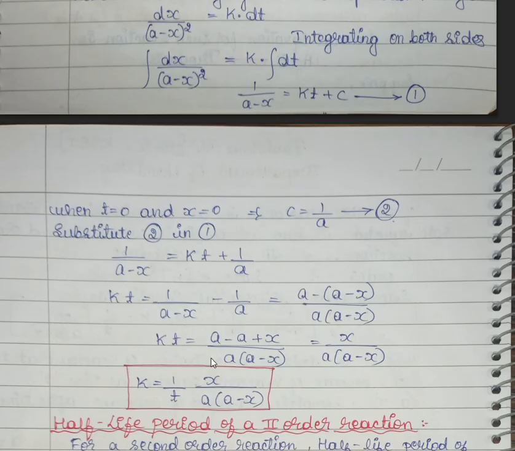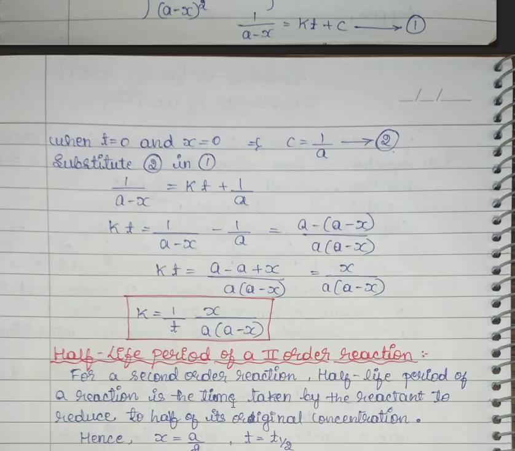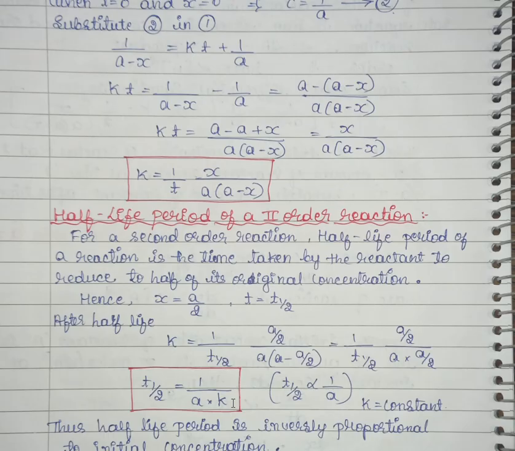That is, after simplification, the rate constant k is equal to 1 by t into x divided by a into a minus x. So the half-life period of a second order reaction, for the case a is equal to b, derivation.